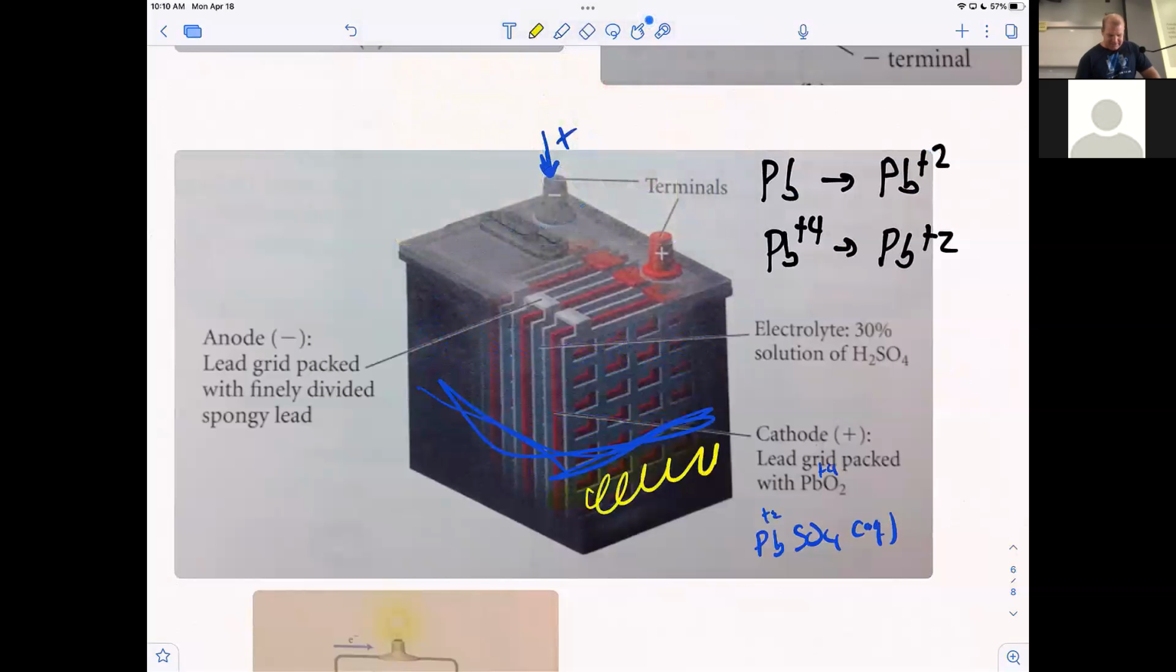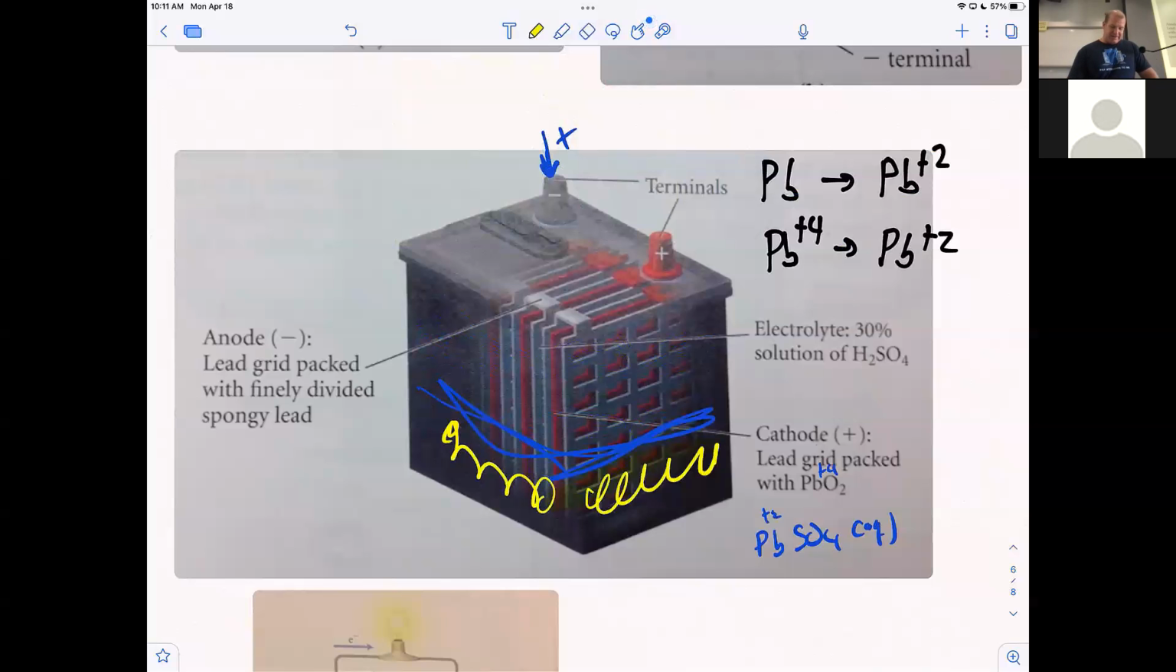You have less contact here. And I'm drawing the blue line as the water level, the acid level. If that goes down, you have the contact levels going down. So that's another common problem with lead acid batteries. Sometimes you have to put water into them. I've never had that happen.